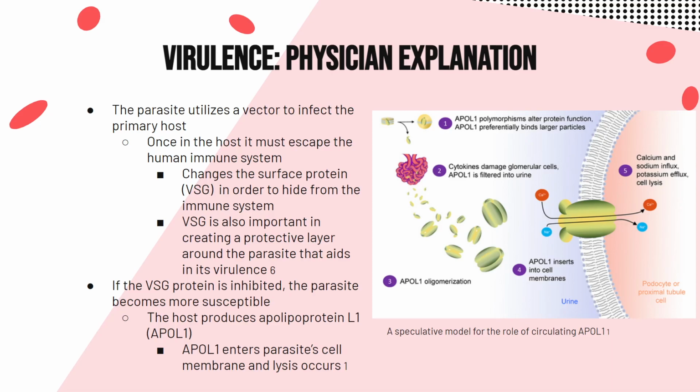If I were to explain this to a patient, I would explain that the parasite uses a vector, or insect in this case, to infect the primary host. Once inside, it must hide from the human immune system, achieved through changes in the surface protein, the VSG. This surface protein is also important in creating a protective layer around the parasite. Inhibiting VSG renders the parasite more susceptible, leading to host-produced APOL1 to enter the cell membrane and cause lysis. Here is a diagram that shows the role of APOL1 in the immune system.